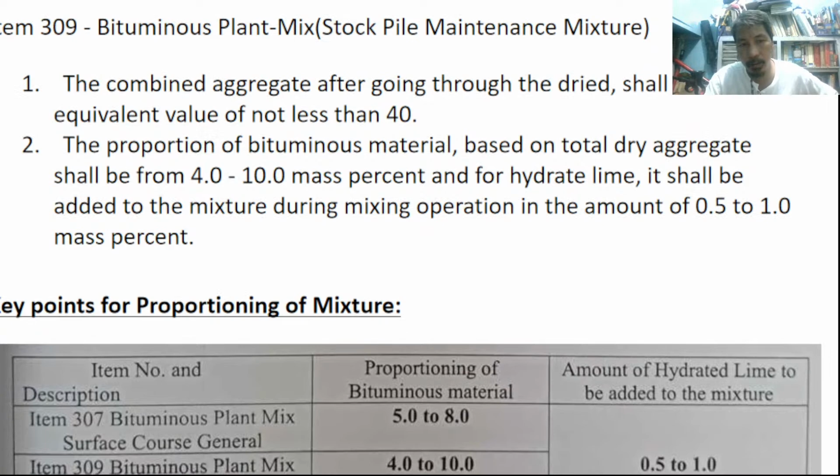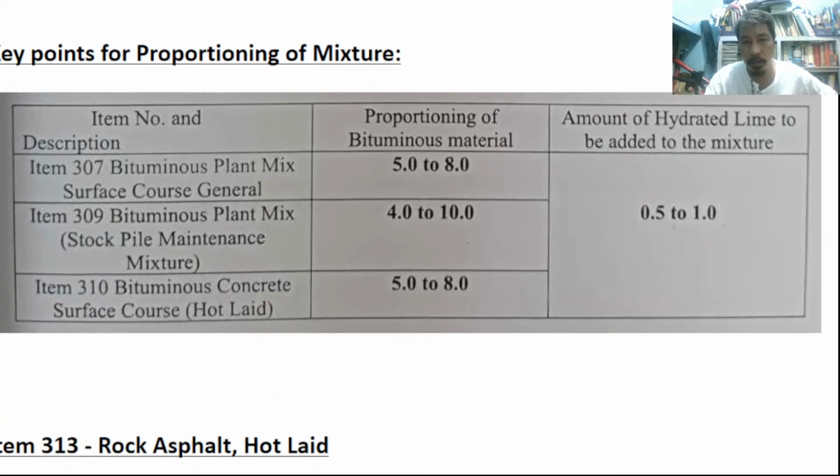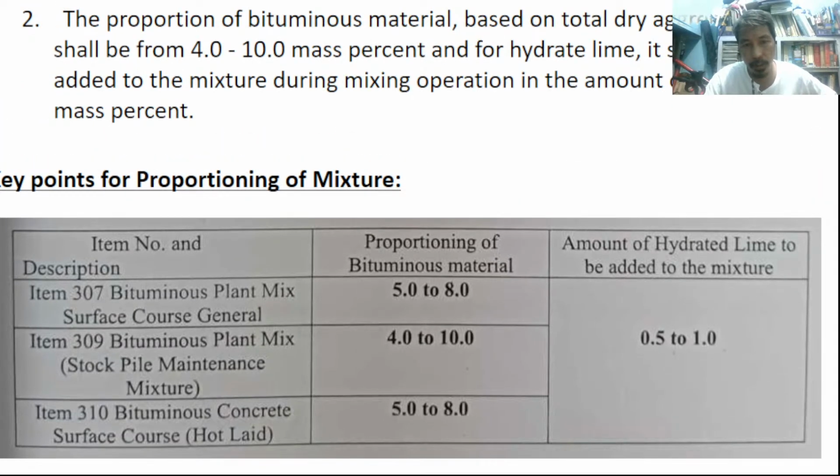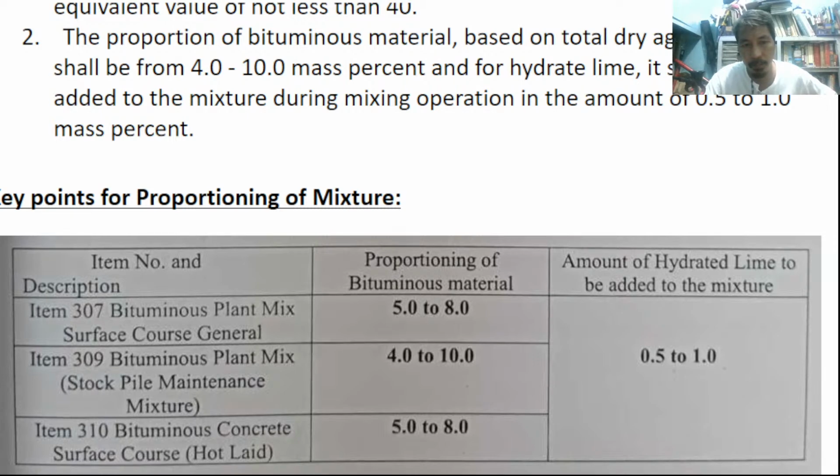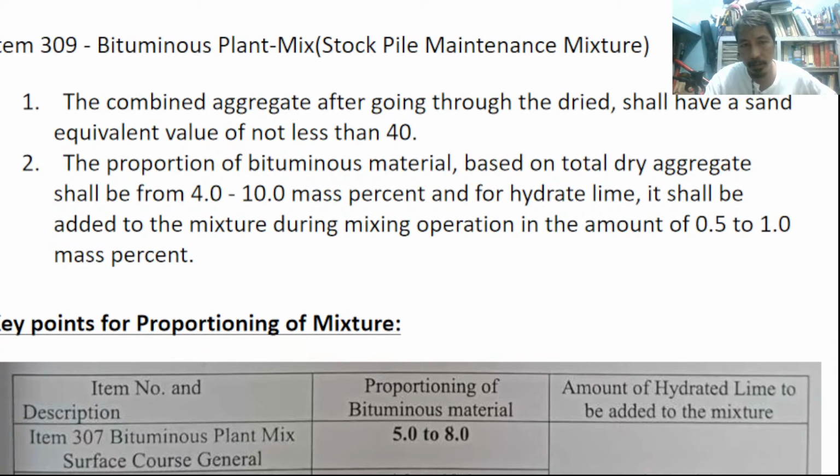So, key points for proportioning of the mixture. Item numbers and description. Next column, proportioning of the material, then the amount of hydrated lime to be added. From the standard, 0.5 to 1%. These are all in terms of percent. Proportion, 5 to 8, if you are dealing with item 307. Item 309, 4 to 10. Item 310, hot laid, 5 to 8. Here, 4 to 10. So we are currently at item 309, 4 to 10.